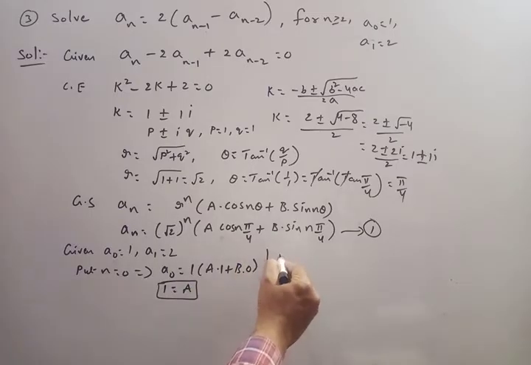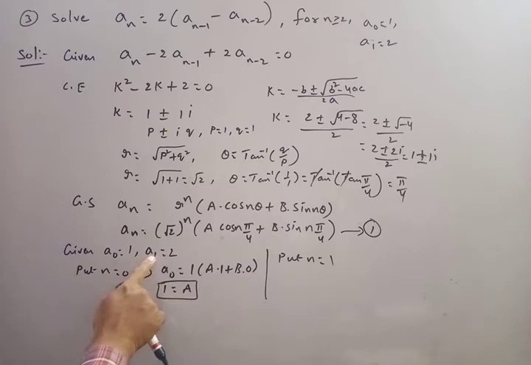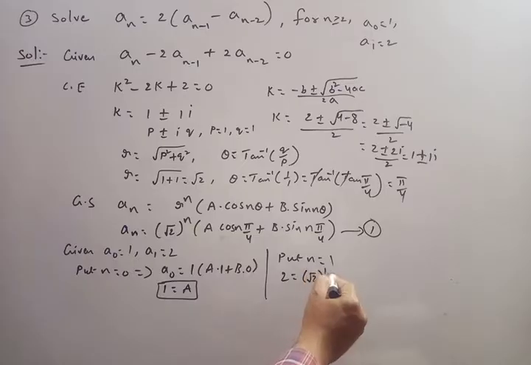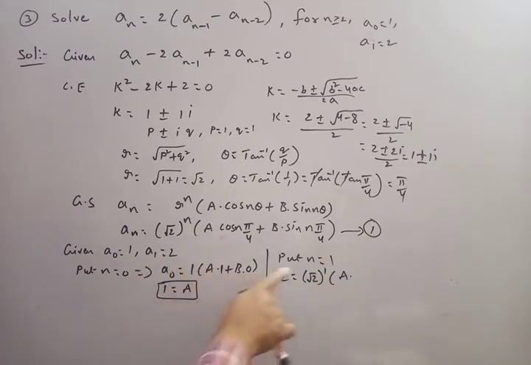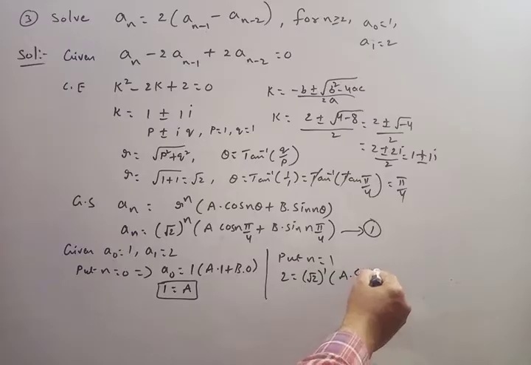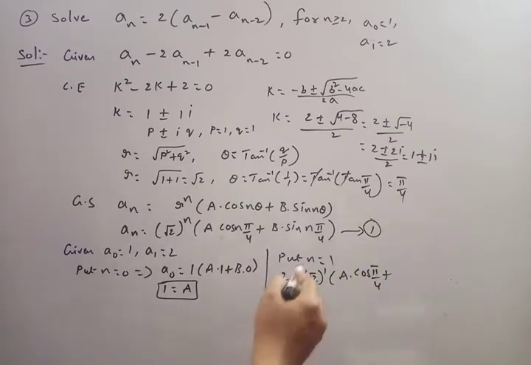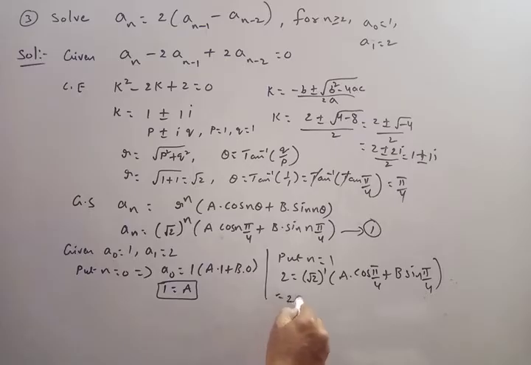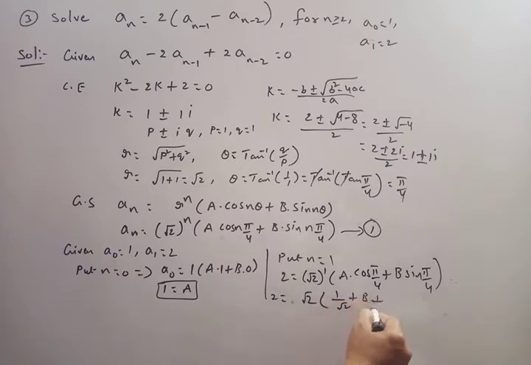Similarly, if I substitute n is equal to 1, I get a1. a1 is how much? a1 is 2, which is equal to root 2 power 1, into a cos pi by 4 plus b sin pi by 4. So this is equal to 2 is equal to root 2. A is 1, and cos pi by 4 is how much? 1 by root 2, plus b sin pi by 4, which is also 1 by root 2.